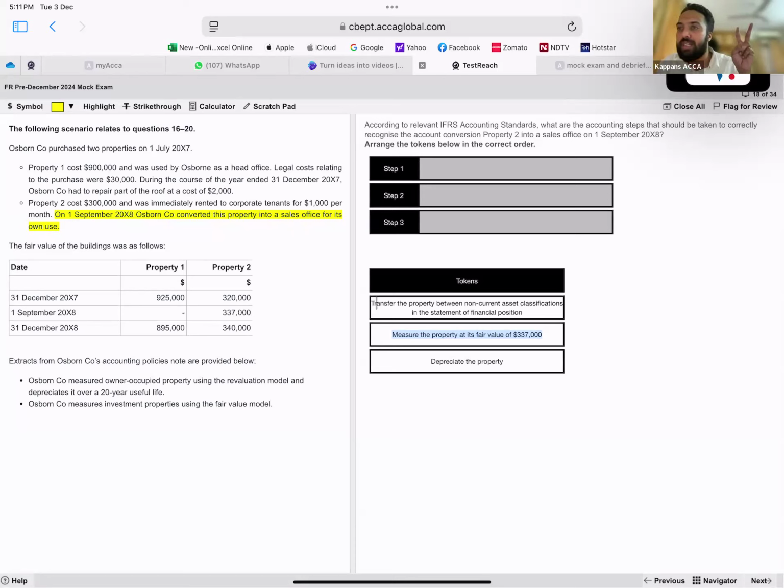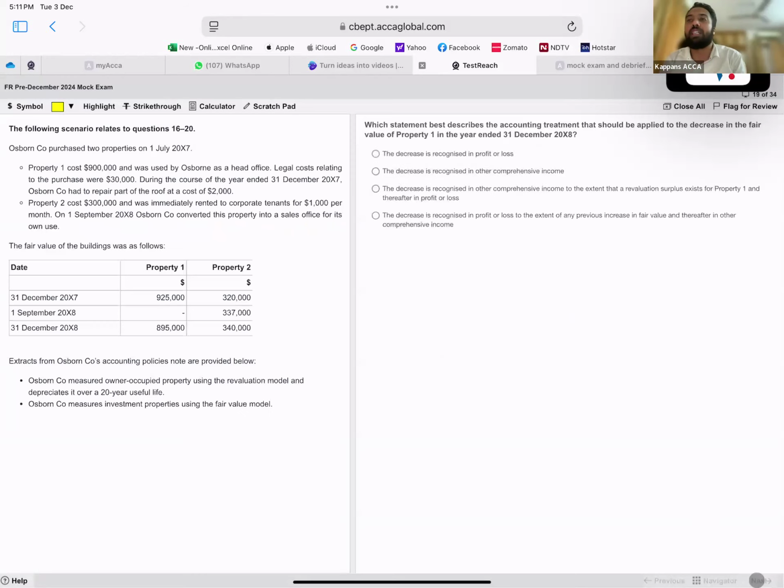So step number 2 will be transfer the property between non-current asset classification in SOFP. The investment property will have to be reclassified into property, plant and equipment. So that is step number 2, transfer the property between non-current asset classification in SOFP. And third one, it's now property, plant and equipment, so it should be depreciated, will be the third step. Moving on to question number 19.